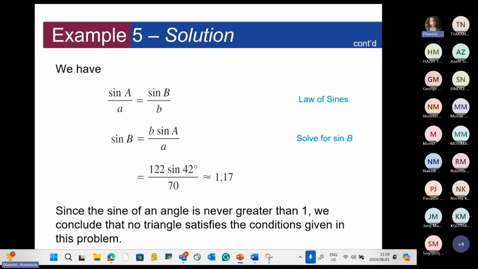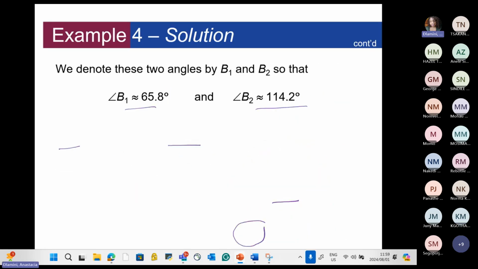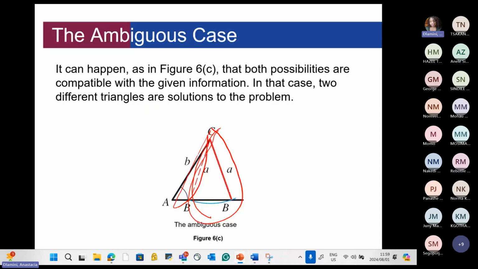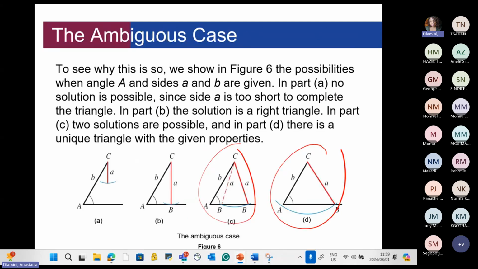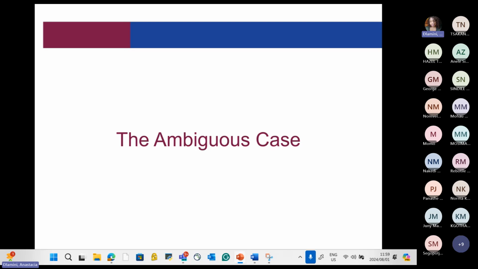Since the sine of an angle is never greater than 1, we conclude that no triangle satisfies the given condition in this problem. We are done with the slide. This is still case 2, the ambiguous case. You see how it was confusing. This draws back to saying this is always true for case 1.